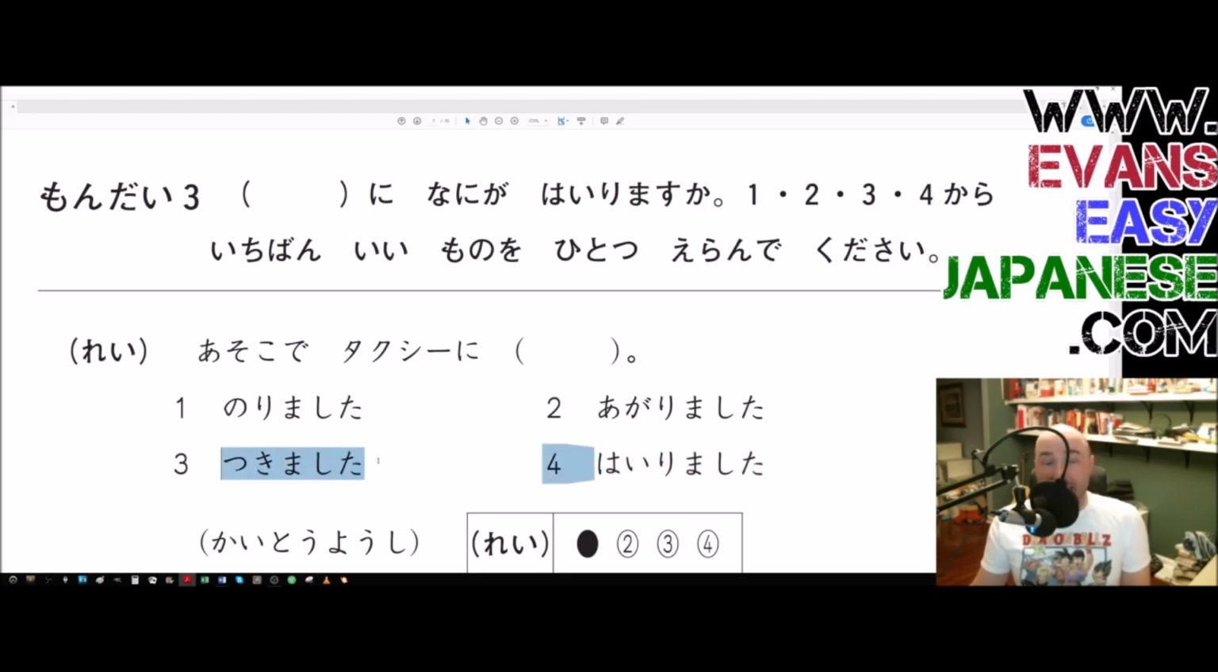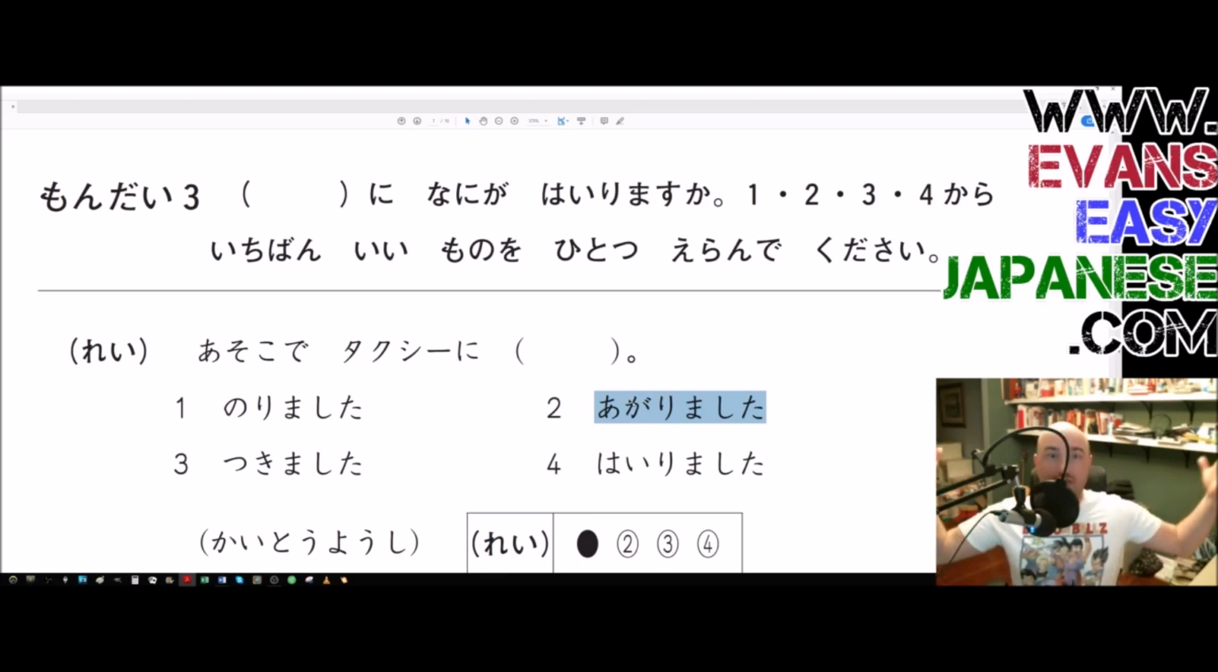Tsukimashita is to arrive at a location. So we don't really arrive at a taxi over there. That's not quite what we're trying to say. Agarimashita is like raised up. Asoko de taxi ni agarimashita. I raised something. I raised to the taxi. Oh. But then the taxi's like a foot off the ground, so not really that impressive.